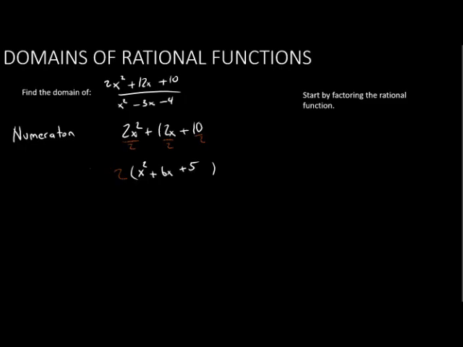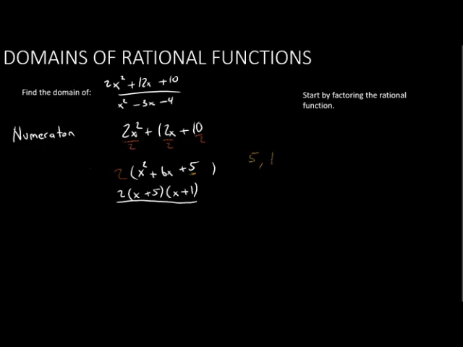Then we can factor the x squared plus 6x plus 5. We look to the last number in the set, the constant, and see that we have 5, so the only numbers possible are 5 and 1. Therefore, we will have 2 times x plus 5 times x plus 1.